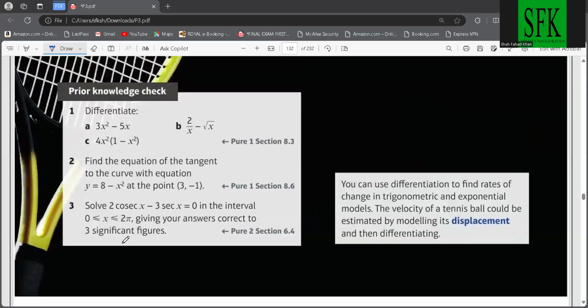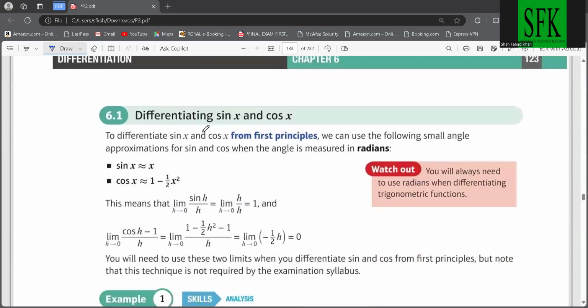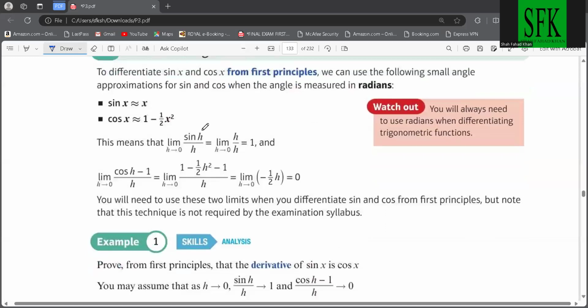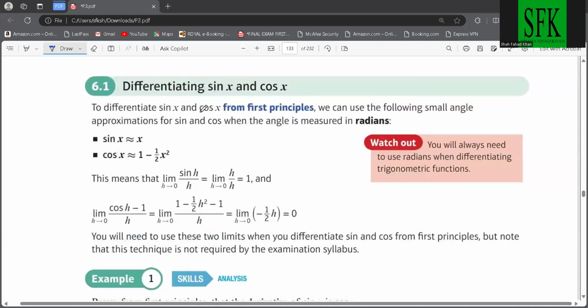So this is your prior knowledge check. I hope everyone knows how to differentiate all of this stuff. Because now the questions are going to get a lot tougher compared to what you have been studying so far. Let's get started then. Bismillah ar-Rahman ar-Rahim.